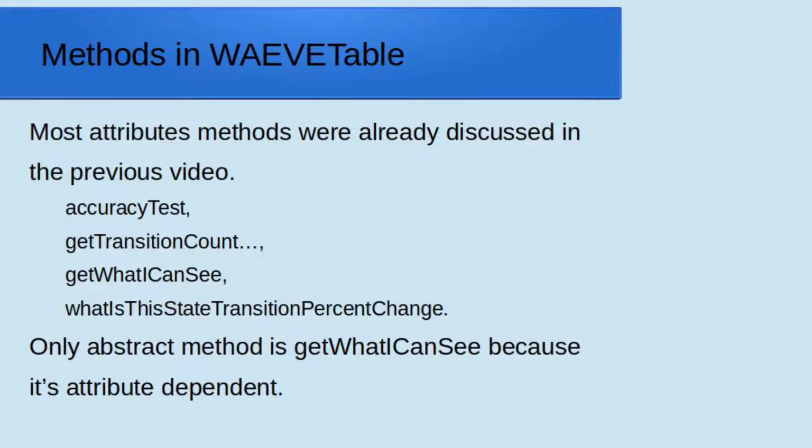The 4 most important are accuracy test, get transition count, get what I can see, and the state transition percentage change. The method get what I can see is abstracted because the attributes of the subclasses are independent of each other and of the main class. So that method is really the only one that's abstracted.